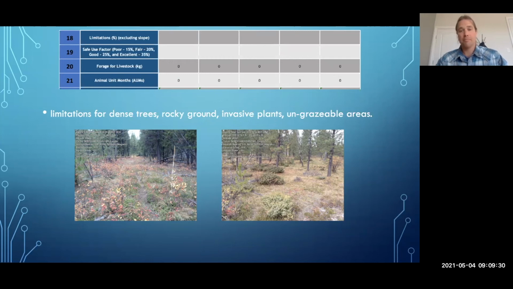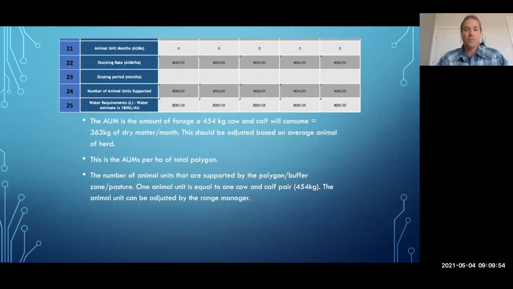So anyway, those are the things that would go into the limitations and into the calculation. And then what we would get is the total number of kilograms in that polygon that is available for livestock. And from that, we would be able to calculate our animal unit months, which is the amount of forage that a 454 kilogram cow and calf will consume.